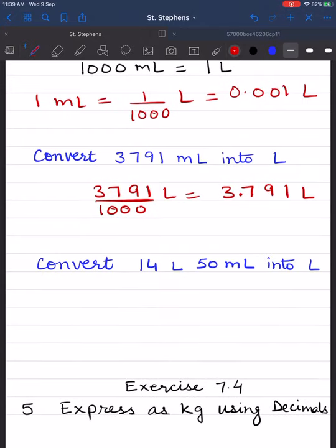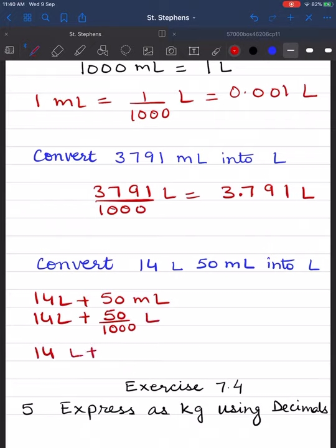Now let's convert 14 liters 50 milliliters into liters. So here we have 14 liters plus 50 milliliters. Now let's divide milliliters by 1000 to convert it into liters. Now here we get 14 liters plus 0.050 liters. So here 14 is the whole part and 050 is the decimal part. So we get 14.050 liters.